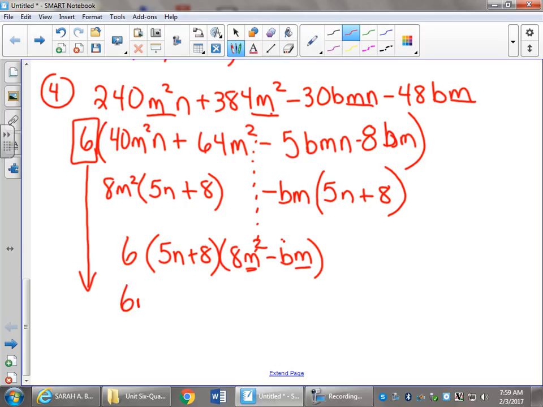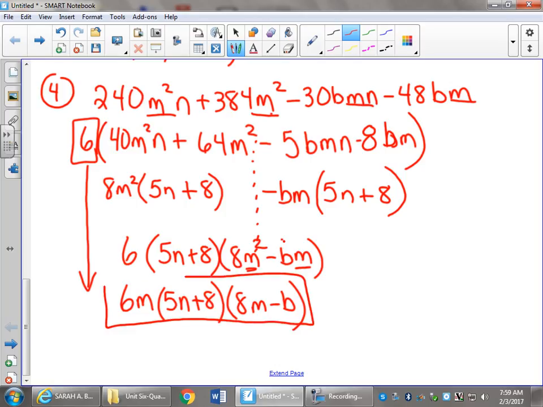So I will have 6m times 5n plus 8 times 8m minus b. So I removed a b factor from that last factor pair. And that will be your final answer. So if at any point in time you forget to do a GCF in the beginning, you can always take out the GCF at the end of the problem, as long as it's taken out at some point.